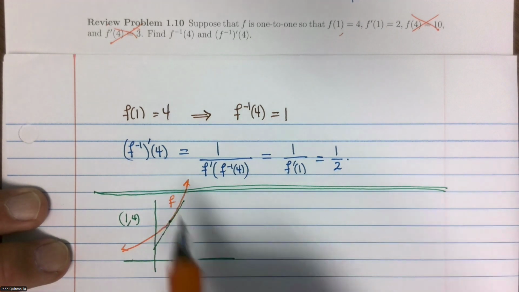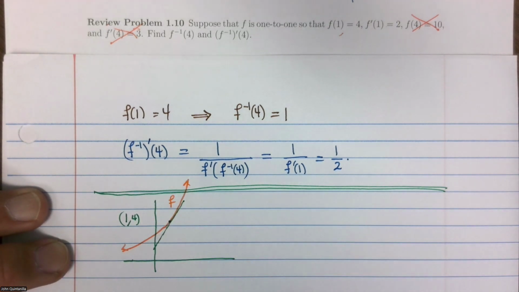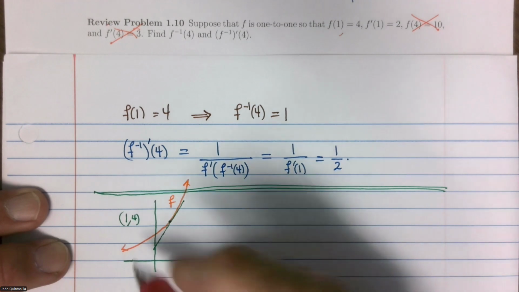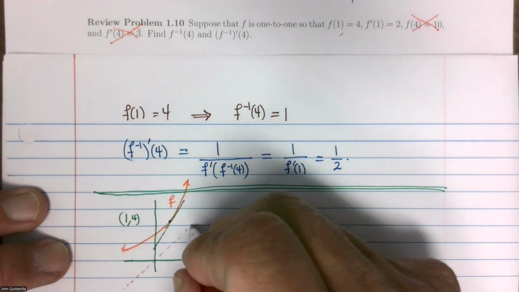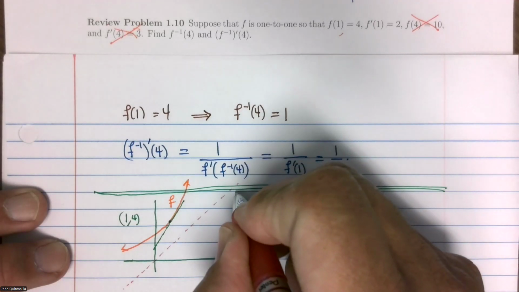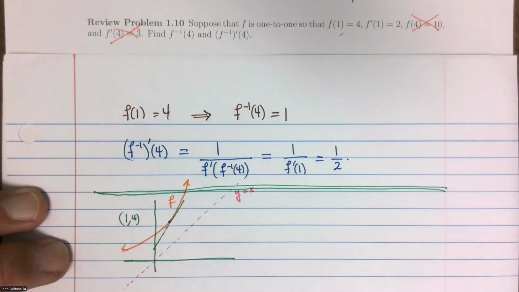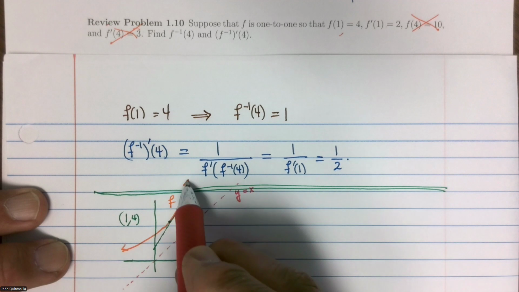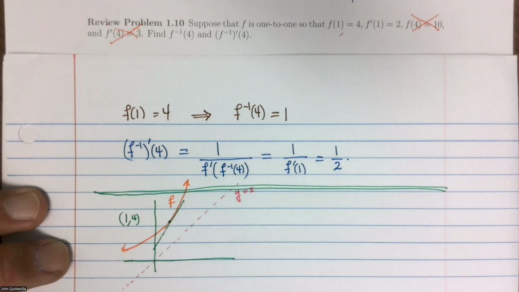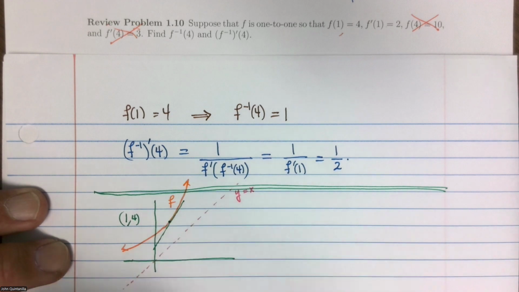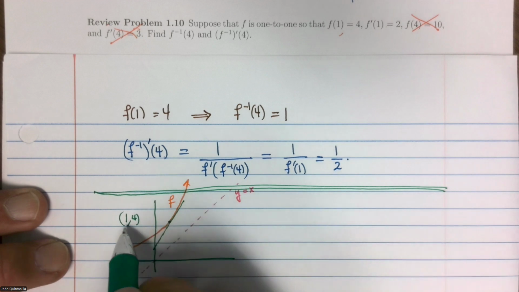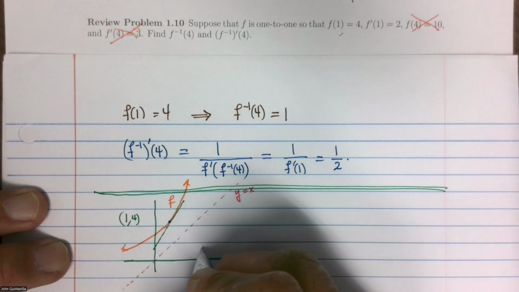Okay, now if that's the graph of the function f, how do we graph f inverse? To draw f inverse, we would reflect through the line y equals x. So here is the diagonal line y equals x. And then I would take the graph in orange and reflect it through the line y equals x. So the point (1, 4) would then flip over to (4, 1).